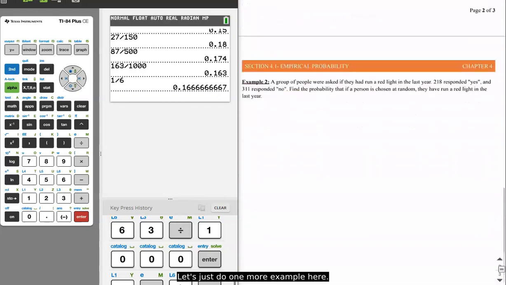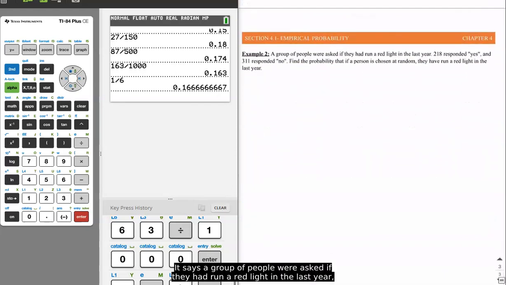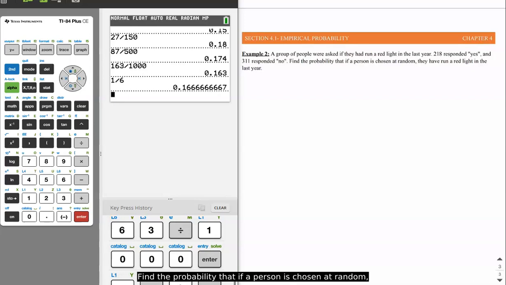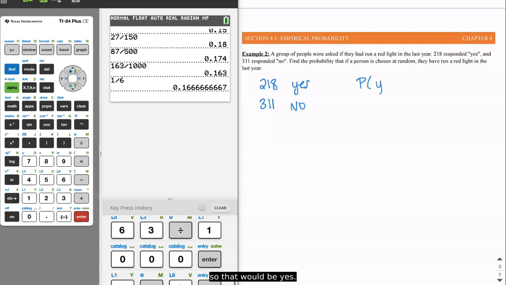So let's just do one more example here. It says a group of people were asked if they had run a red light in the last year. 218 responded yes, and 311 responded no. Find the probability that if a person is chosen at random, they have run a red light in the last year. All right, so they asked if they ran a red light, and we want to know the probability that they ran a red light, so that would be yes.